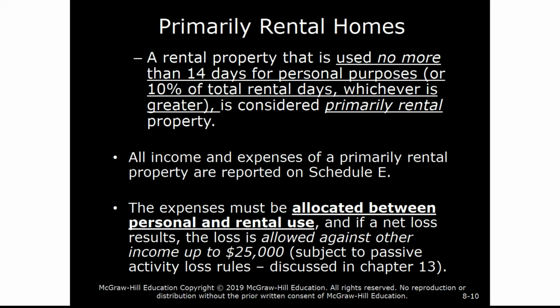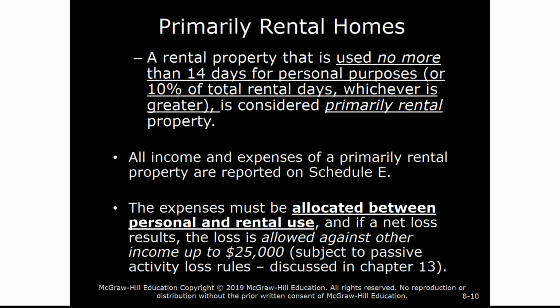So here are some of the rules that help us understand if it's primarily rental, primarily personal, or a combination of the two. A rental property that is used no more than 14 days for personal purposes, or 10% of the total rental days, whichever is greater, is considered a primarily rental property. As I said earlier, the income and expenses are reported on Schedule E when it's not the taxpayer's primary business. And any indirect expenses, such as property taxes, would have to be allocated between personal use and rental use.